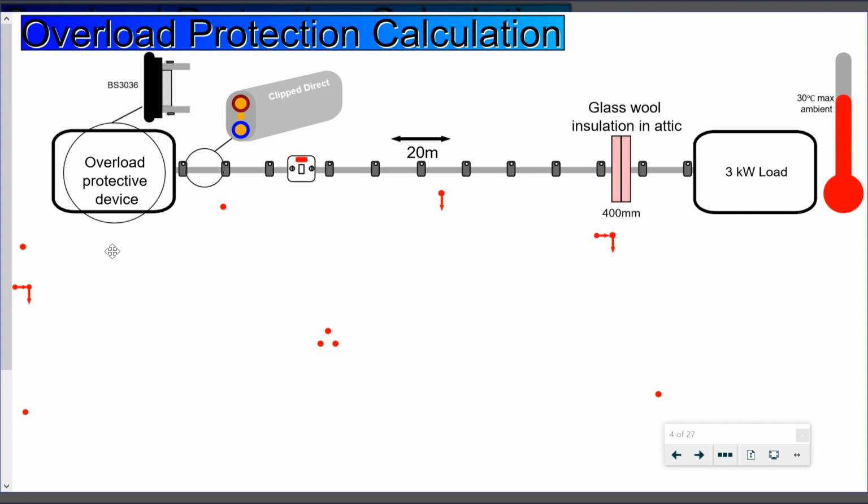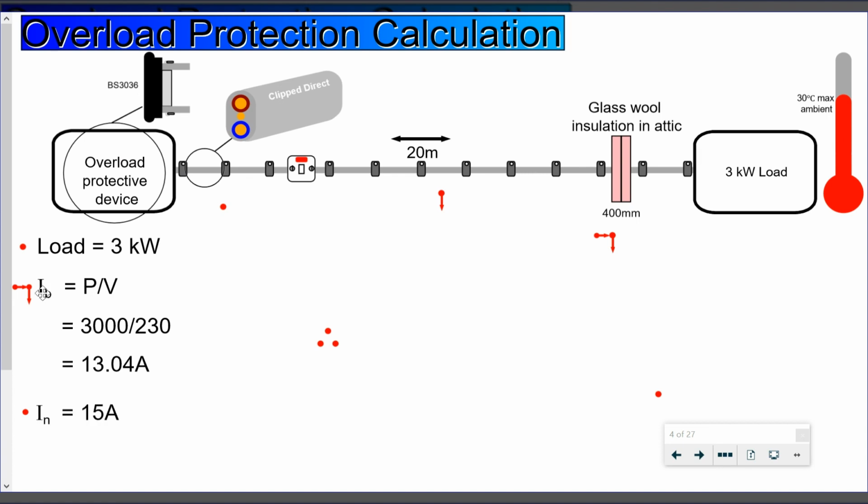Okay, so our initial step, taking that 3 kilowatt load, is to calculate the design current, IB. So how do we calculate design current? Well, we take the power, that 3 kilowatts, and divide it by the expected volts. That's 230 volts, the volts declared U0 by the distributor. So 3000 watts divided by 230 volts gives us 13.04 amperes.